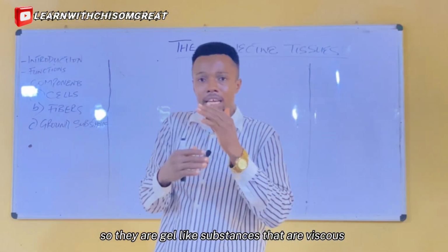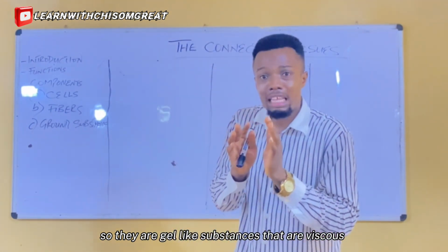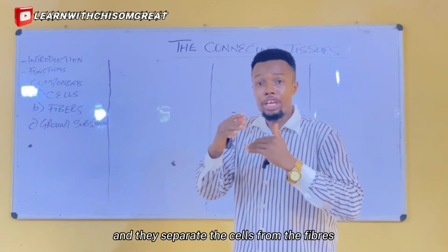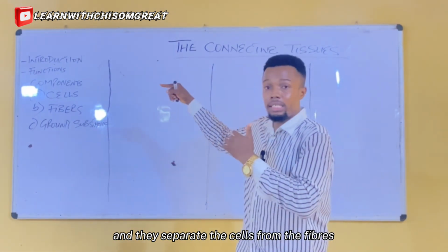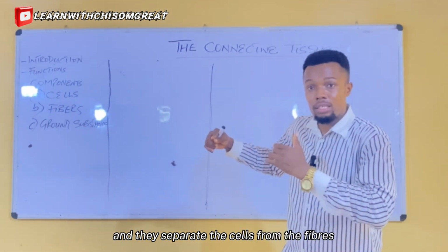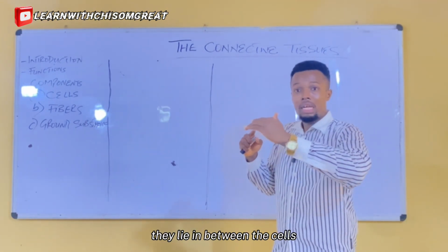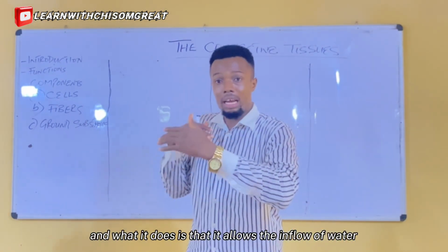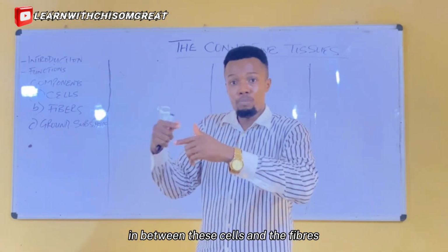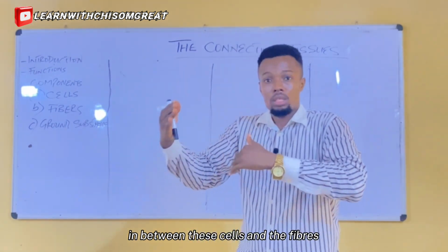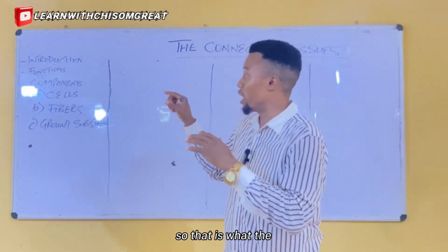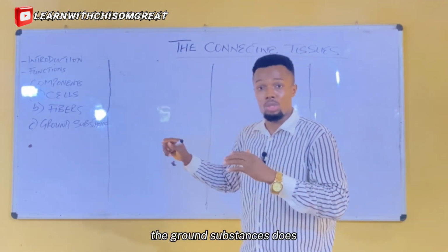So they are gel-like substances that are viscous. They are viscous, and they separate the cells from the fibers. They lie in between the cells and the fibers of the connective tissue. And what it does is that it allows the inflow of water in between the cells and the fibers. So that is what the ground substances do.